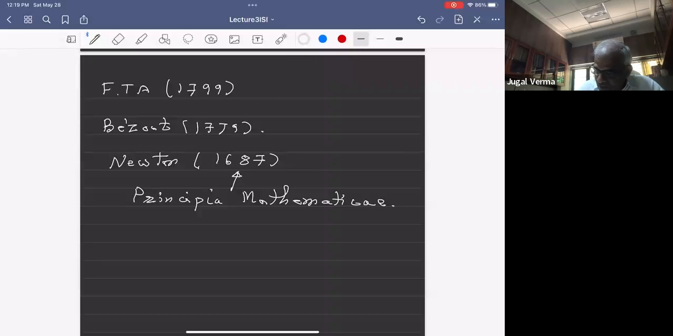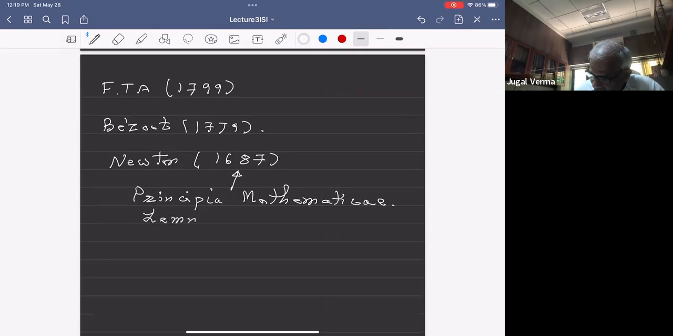In the first book, there are many chapters. In chapter 1, he has a lemma, lemma 28. Lemma 28 is Bezout's theorem. Principia Mathematica is freely available on the internet in English translation as well as Latin. And check it out. Lemma 28 is actually Bezout's theorem. So much before Bezout, Newton proved this theorem about the intersection of curves.